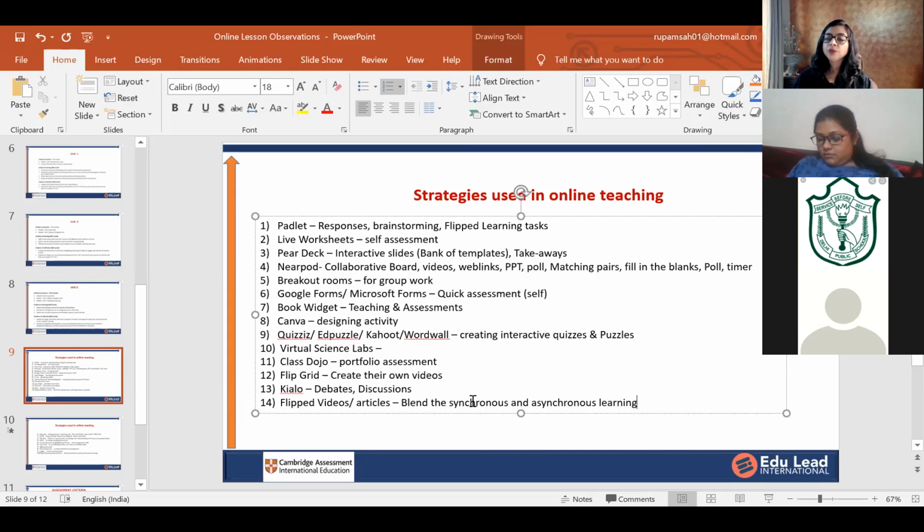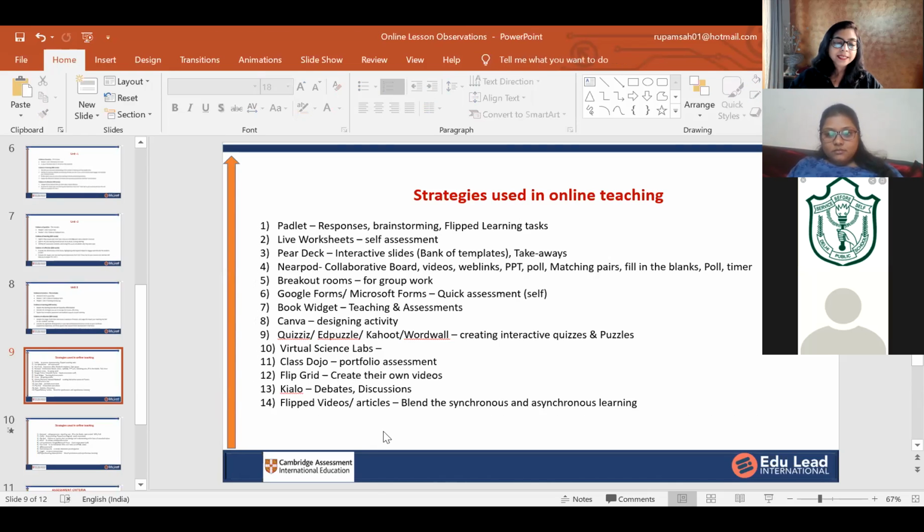So what you have to do is blend this synchronous and asynchronous learning, and that is possible when you flip your classroom. Okay, when you use the flipped learning things.